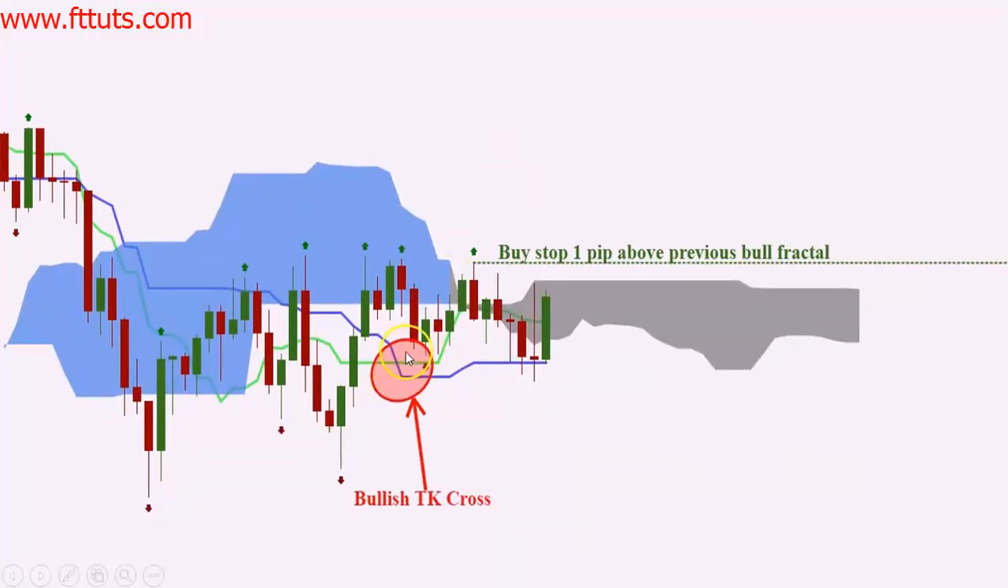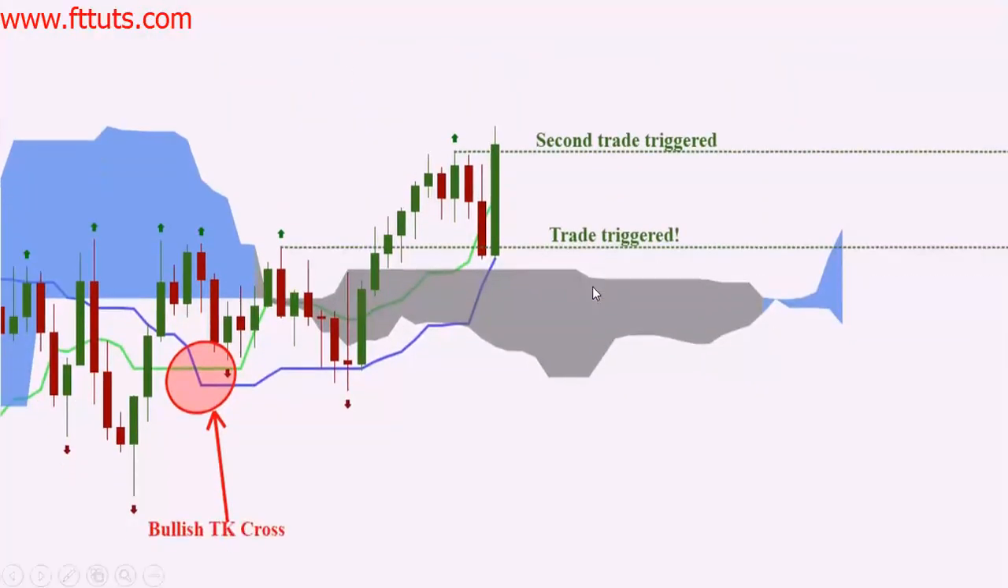All right, so basically you can see we have a bullish TK crossover, and here's the first fractal after the TK crossover. After the bullish crossover, this is the first entry we can take. It doesn't matter about this ranging. We're going to take the first bull fractal after the bull crossover. If we put our buy stop 1 pip above this previous bull fractal, bam, we're in the trade, triggered.